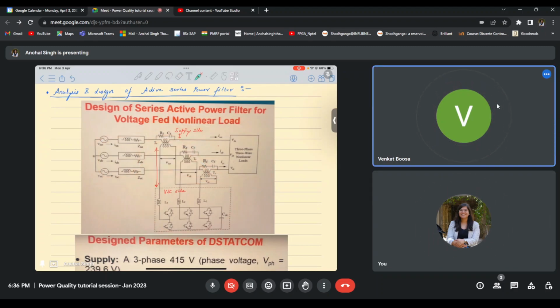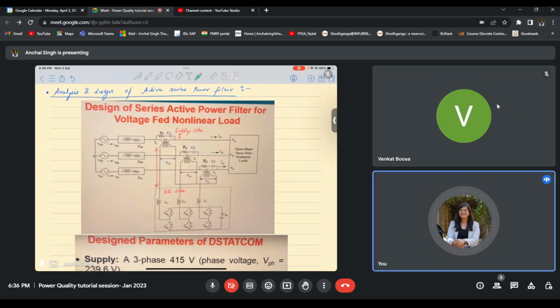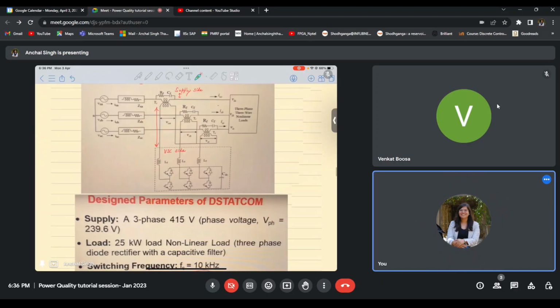Okay, so it's for this transformer. This is our injection or coupling transformer. So there are two windings, right? One winding is on the supply side, another winding is on the voltage source converter side. Therefore I am calling it supply side and voltage source converter side.